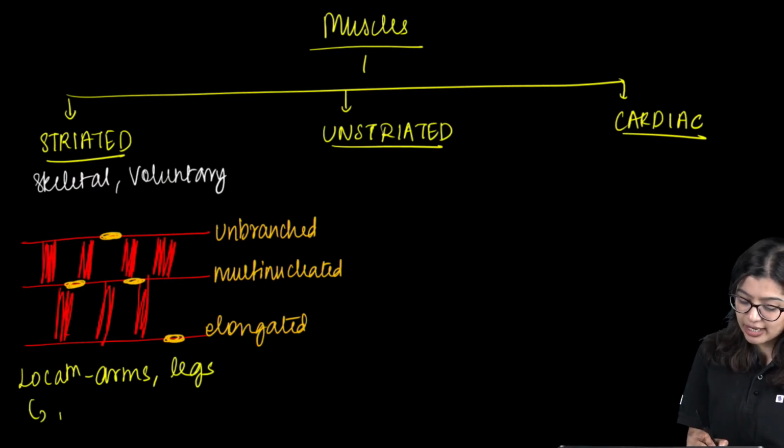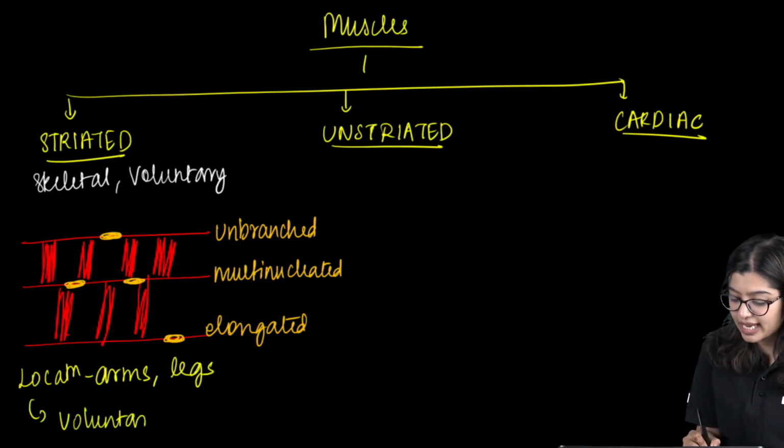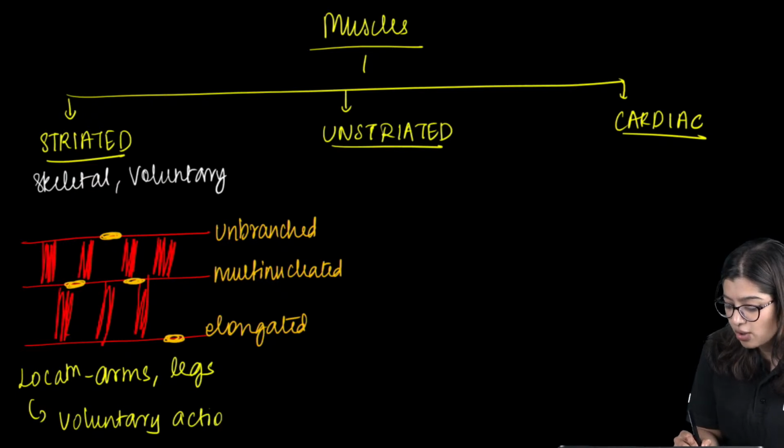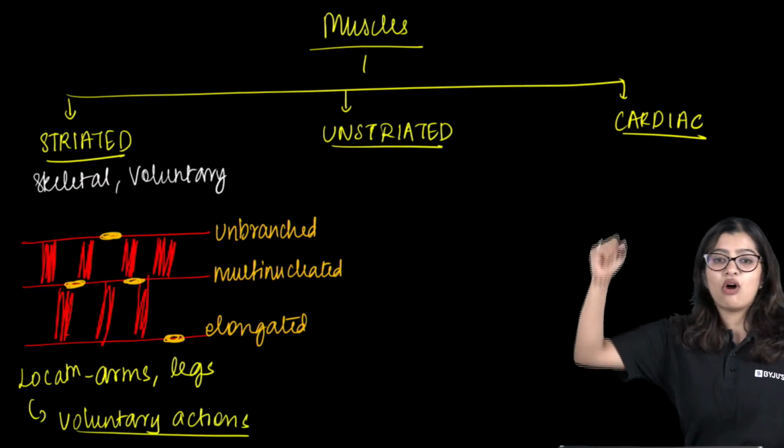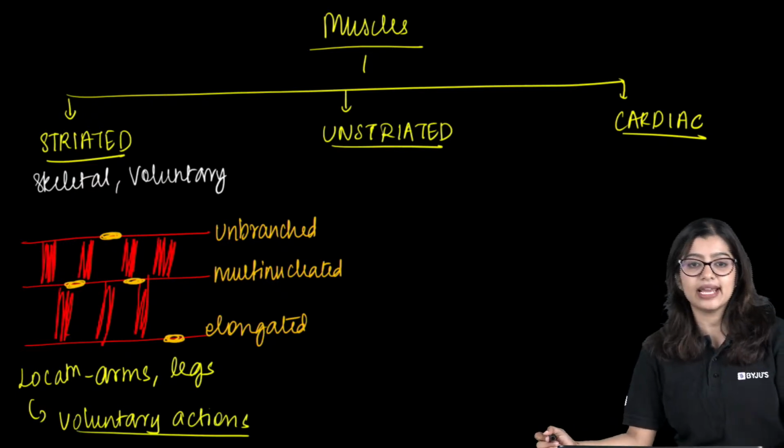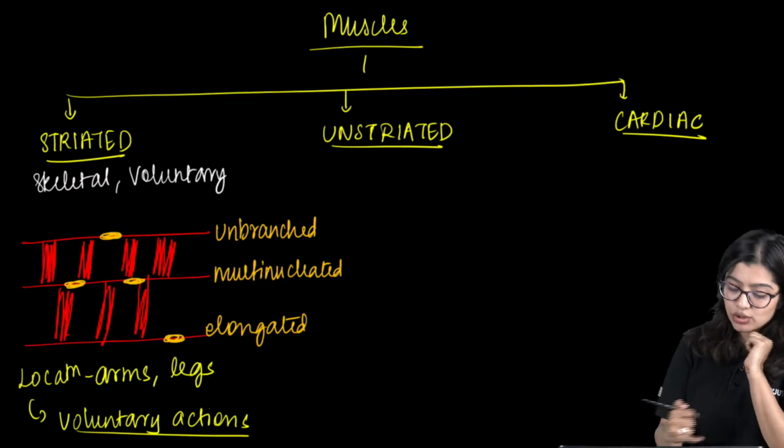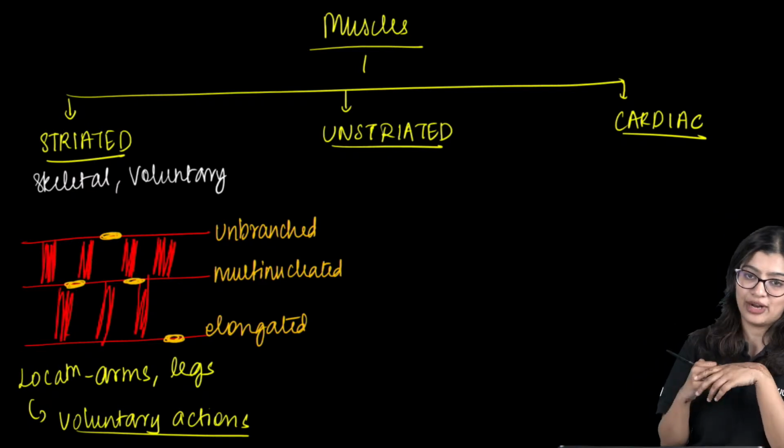And what is the function? We can control them. So they carry out voluntary actions. What are my voluntary actions? Walking, running, writing, right? All this is important. So this is the basic structure and this is the function.